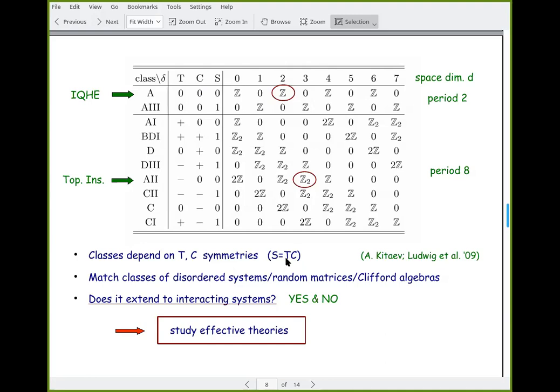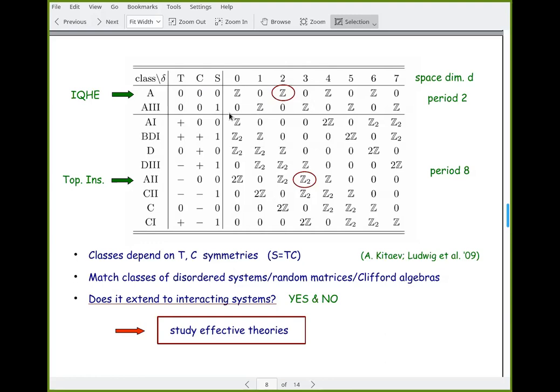So basically, this is a result by Kitaev and Ludwig and others. And it's a remarkable result. So you see at the top, you have the space dimension. Of course, you don't expect a physical system in dimension bigger than three, but this table was shown to see that there is a periodicity 8 in this.